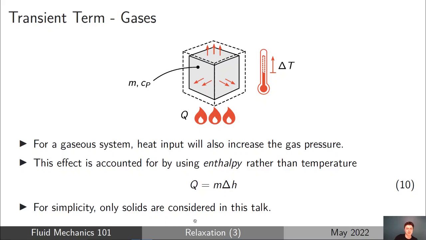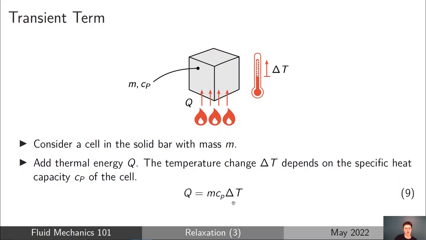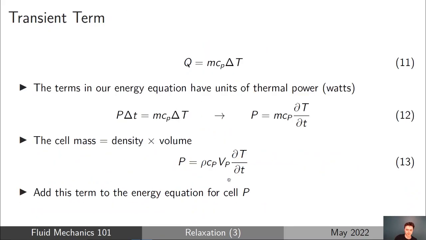But for simplicity in this talk, I'm only going to be looking at the solid bar and the solid elements, because this equation is more familiar to people and it's easier to develop the understanding that we need for this transient variation. So we've got this Q is MCp delta T, so the additional thermal energy in that cell in the bar mesh is going to raise its temperature. And the thing to notice is that in our equation for conservation of energy, all of the terms have units of thermal power, so this is watts or joules per second.